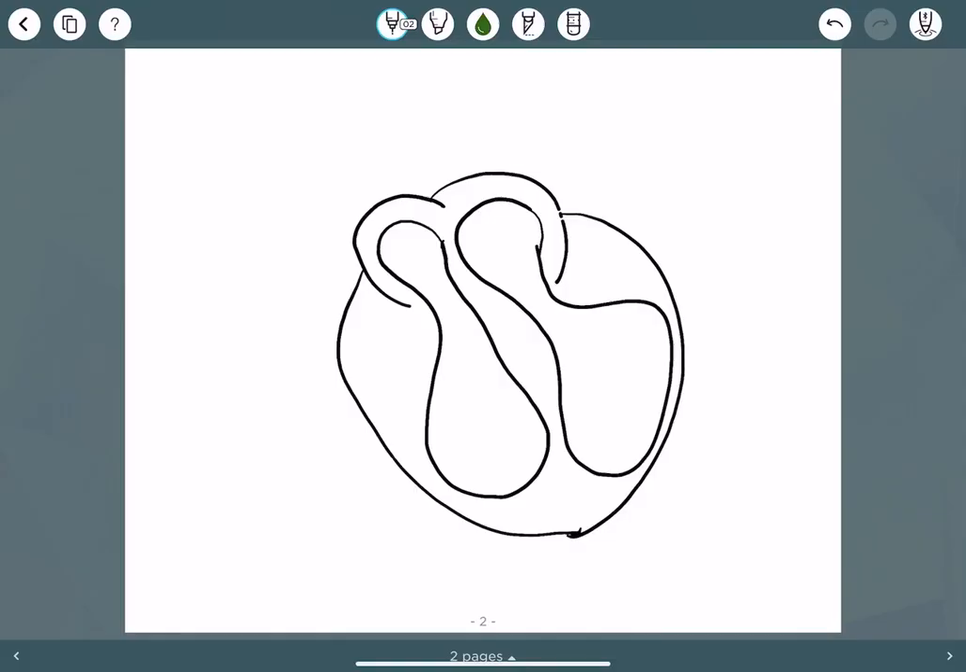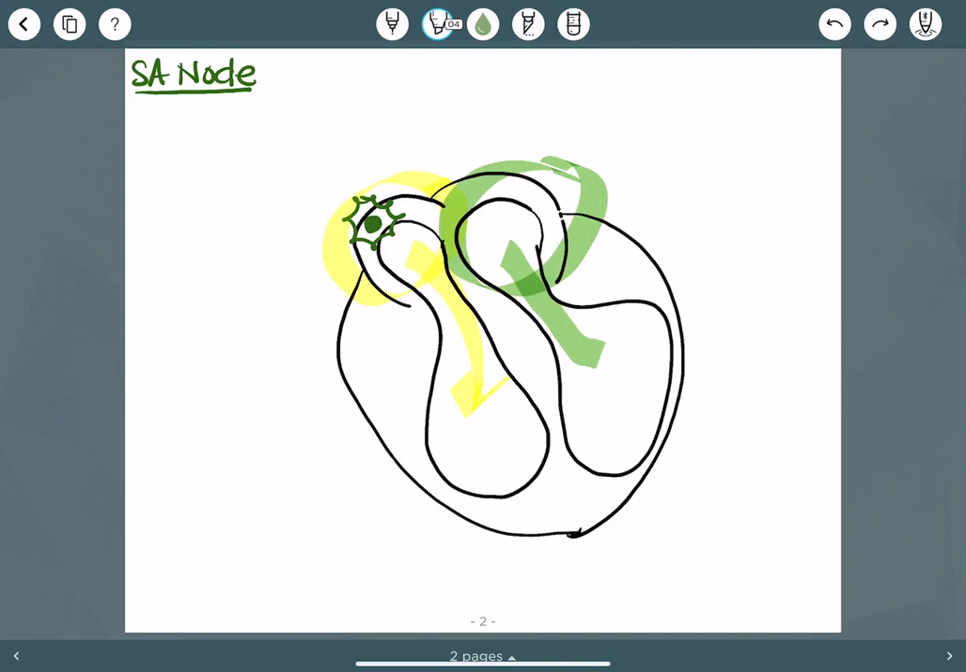So let's first draw in our SA node. If you can follow my picture, this is the right atrium, and I'm going to draw this a little more exciting because it has such a big job to do. Green for SA node. I'm going to erase this in a second, so don't draw along with me. But here we have right atria leading into right ventricle, and this is left atria leading into left ventricle, just to orient you to my drawing.